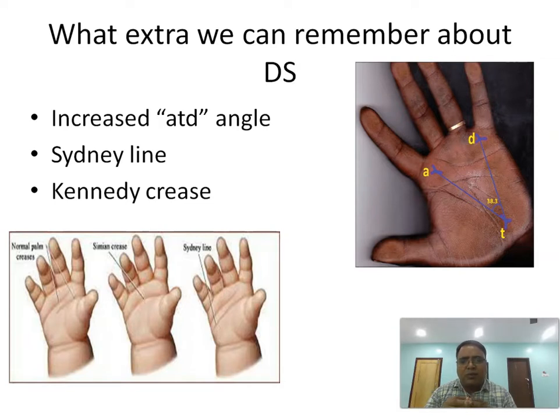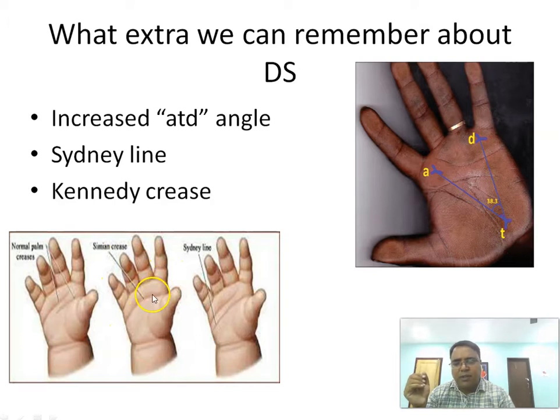What is that? Another is the Sydney line. What is that Sydney line? This picture we can remember. This is the normal palmar crease. This is the Simian crease. That distal single palmar crease is your Simian crease. But if you get another palmar crease proximal to the Simian crease, that is the proximal transverse crease, and that is called the Sydney line.